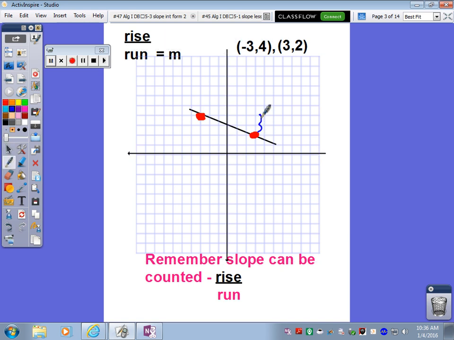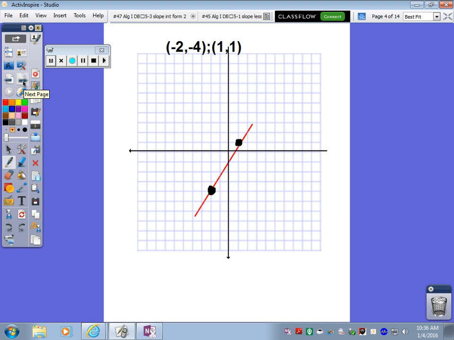1, 2. So it's positive 2 going up on the y. 1, 2, 3, 4, 5, 6. Negative 6 going left on the x. And that slope is equal to negative 1/3. So that's how we count slope. Rise over run. On this one, again, 1, 2, 3, 4, 5, and 1, 2, 3. So remember, you count up and over.